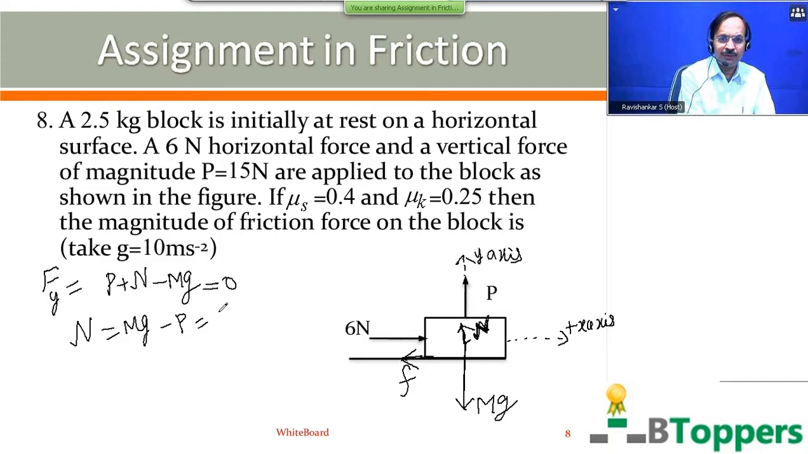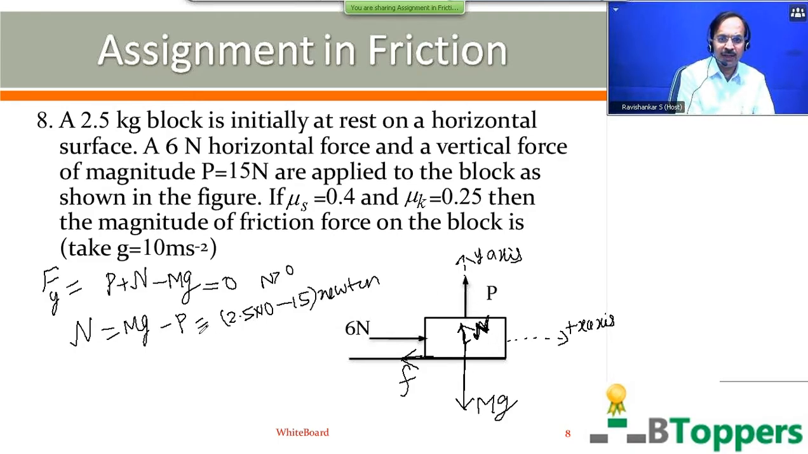Here m is 2.5 kg, g is 10 meter per second square, and P is 15 newtons. All units are in the SI system. That means here P is less than mg, so N is greater than 0. That's why the block does not lose contact with the floor.